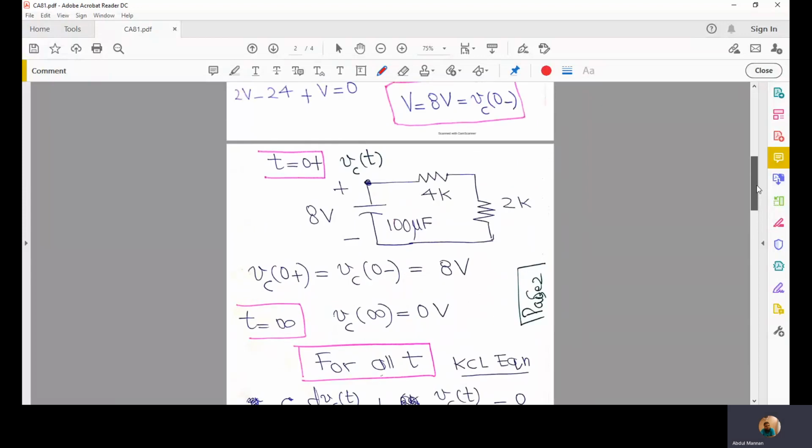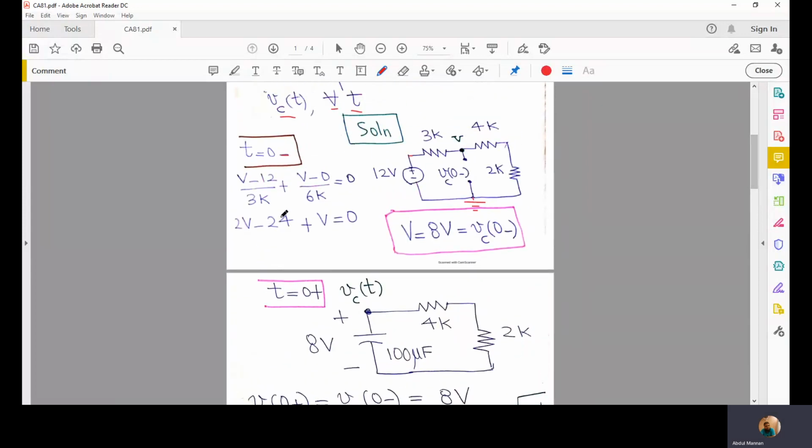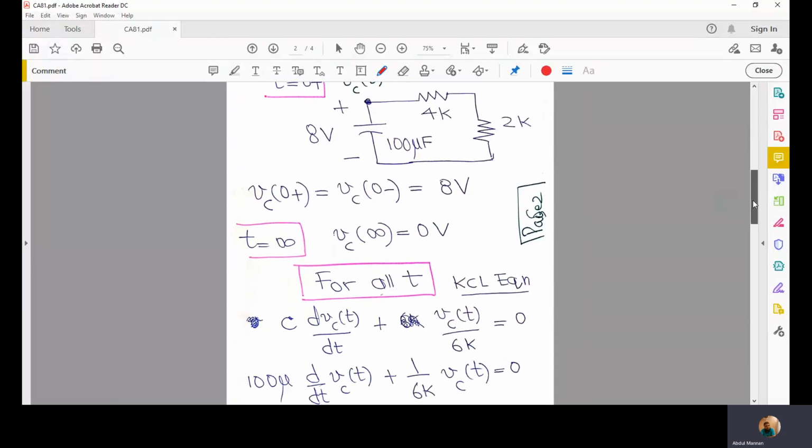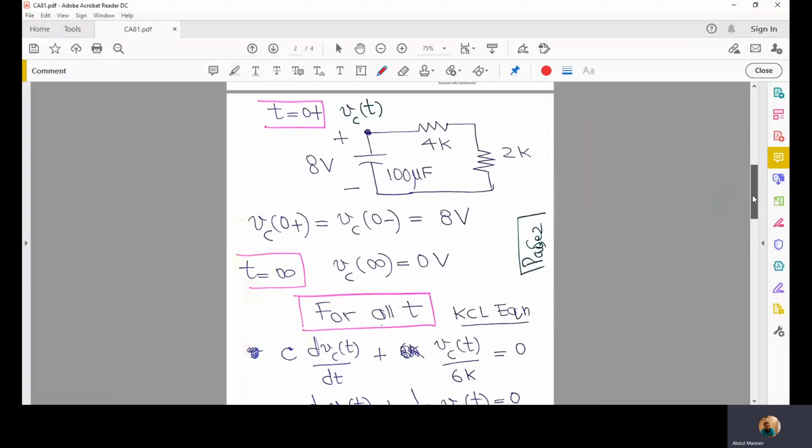Right. So this is the situation at time t equal to 0 minus, at time t equal to 0 plus, and at time t equal to infinity. Let's write an equation for all t, for Vc of t, the only unknown in this numerical example. For that, we have to write this KCL equation. We can also write a KVL equation.